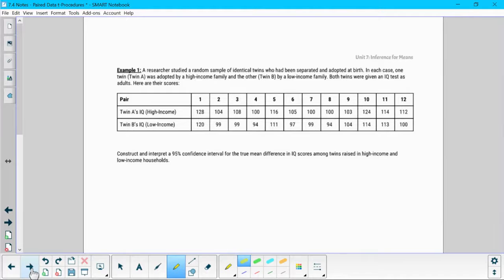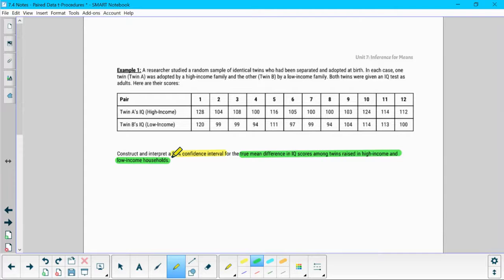So example 1, a researcher studied a random sample of identical twins who had been separated and adopted at birth. In each case, twin A was adopted by a high-income family, and the other twin B was adopted by a low-income family. Both twins were given an IQ test as adults. Here are their scores. So we have the data set for twin A's, and we have the data set for twin B's. We want to construct and interpret a 95% confidence interval for the true mean difference in IQ scores among twins raised in high income and low income households.